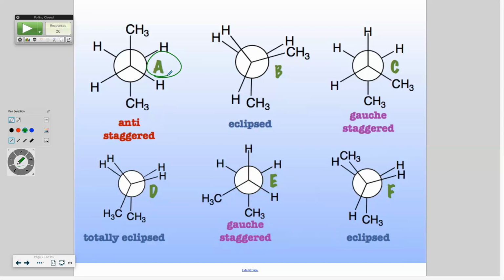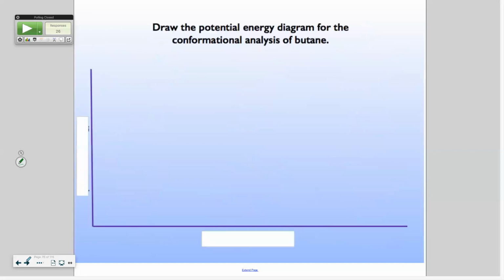Now, I labeled them with alphabet letters because I didn't want to redraw them on my potential energy diagram, which is where we're going next. So that's how come the letters are there. So we can do our potential energy diagram. We're going to draw the potential energy diagram for the conformational analysis of butane. We're going to start with A.